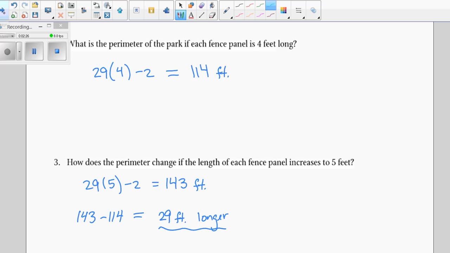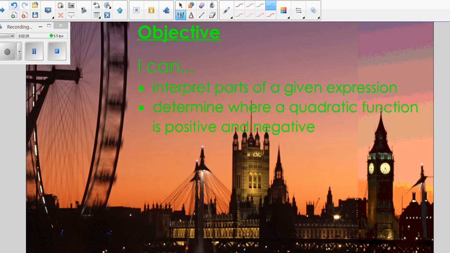All right. So your objective is that you can interpret parts of a given expression. So basically doing what we just did and talking about how one thing changes the whole answer of the expression. And then you guys are going to determine where a quadratic function is positive and where it's negative. This is kind of new. We talked about it last year. We just talked about it with linear functions, though, and not with quadratic functions, since this year's quadratic.